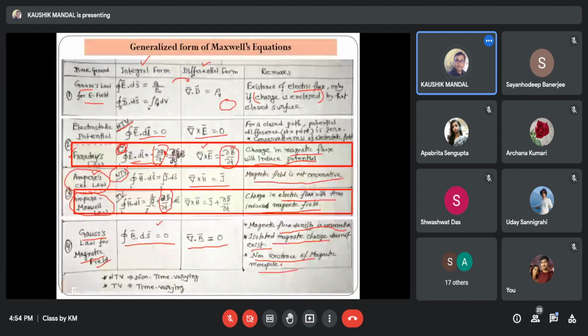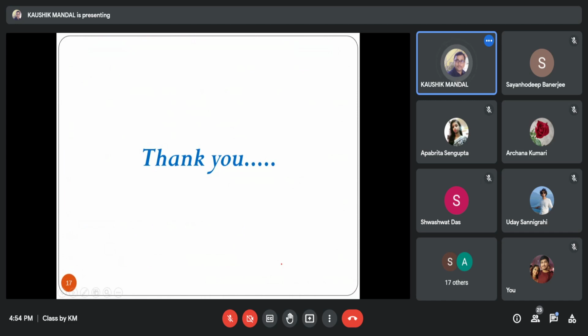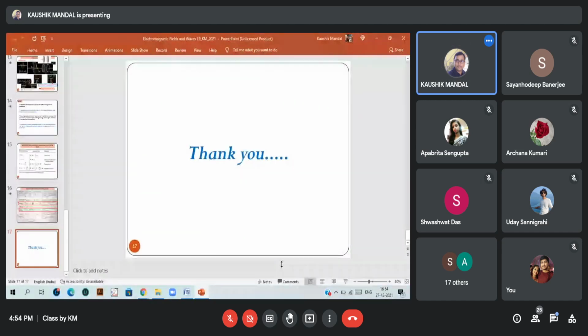So we have discussed all the four equations, whether for the time varying field or for the non-time varying field, and the corresponding associated laws: Gauss's law, Faraday's law, Ampere circuit law, as well as all the boundary conditions for electric field and magnetic field. So this is the end of this particular module or part. In the next class, probably that will be my last class for this semester, I'll discuss wave propagation and then related topics like Poynting's theorem, etc.